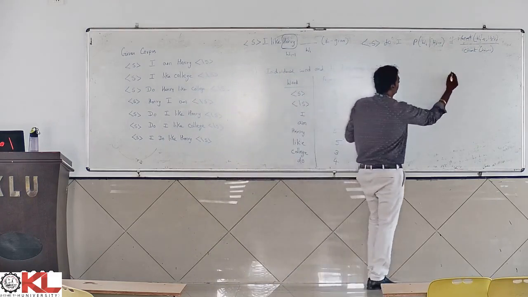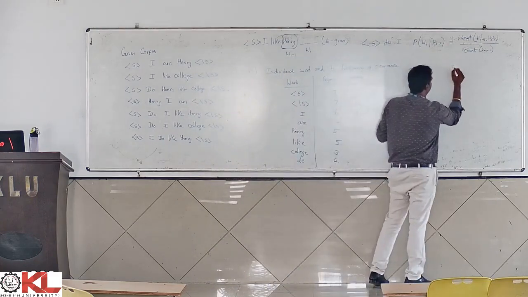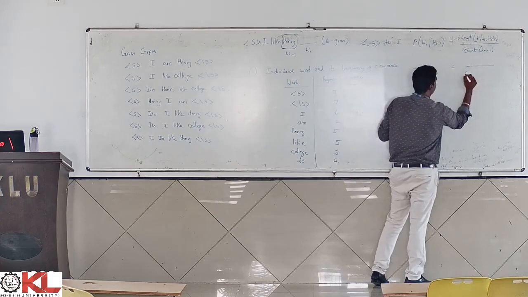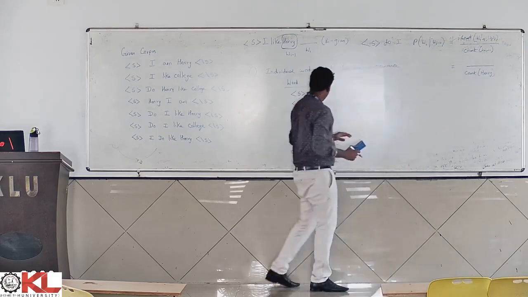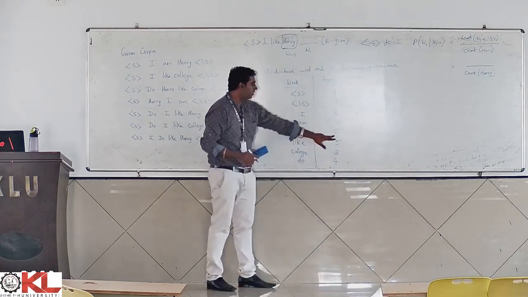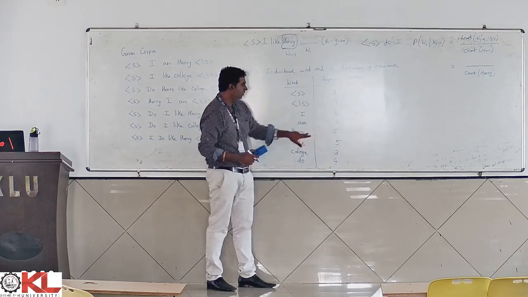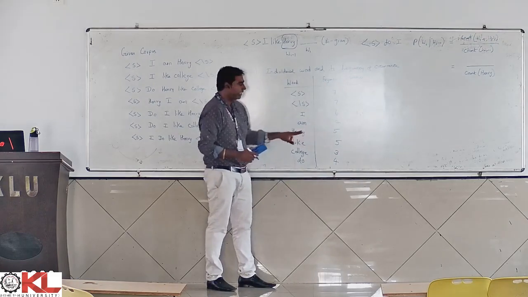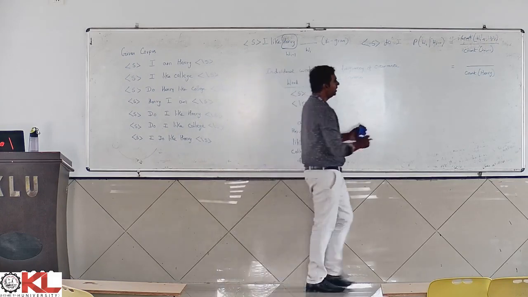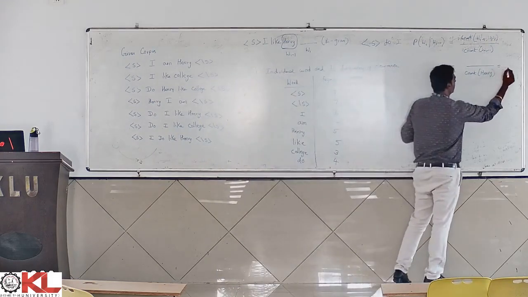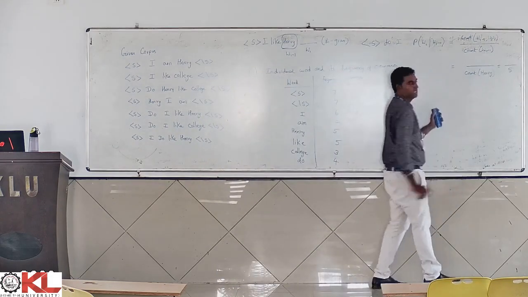So here, while I am substituting in the denominator, what is the value here? Count of Henry. Okay, so what is count of Henry? It is 5 times. Yes. So in the given corpus, the word Henry occurs 5 times. So I am writing here, all the denominator values will be 5.